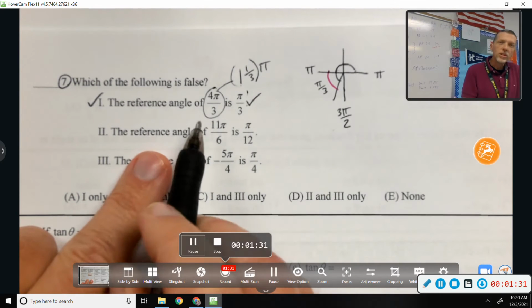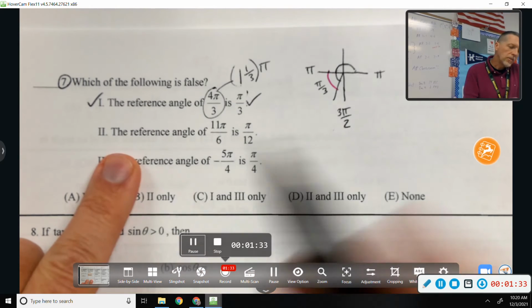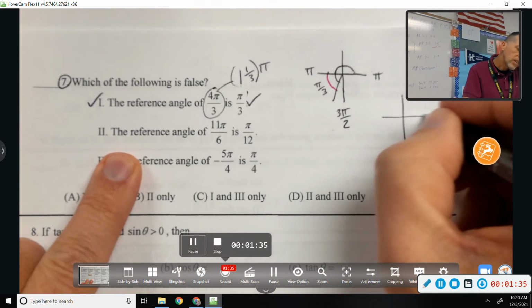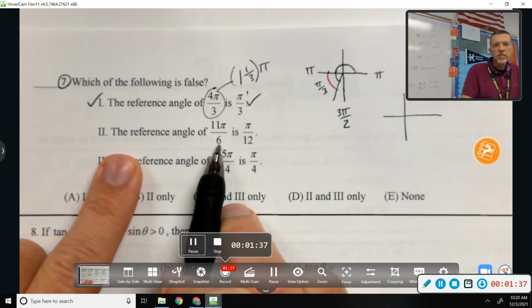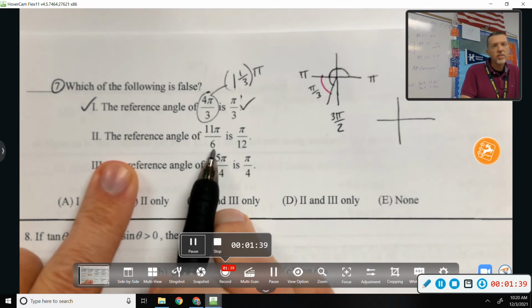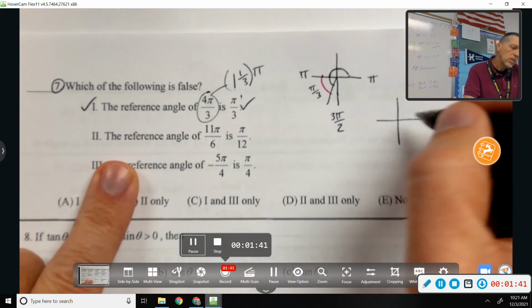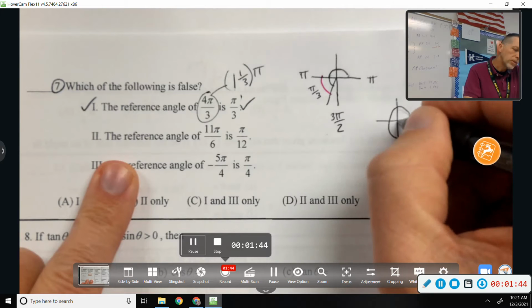So that one's true. Number 2, the reference angle of 11 pi over 6. Let's see, 11 over 6. That's almost 2 pi, right? That's almost all the way around. So almost 2 pi is into the fourth quadrant.